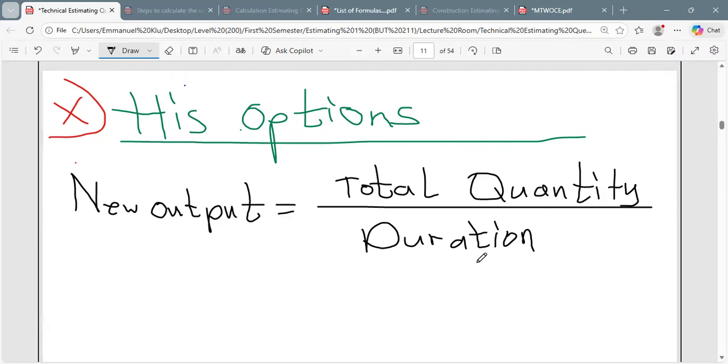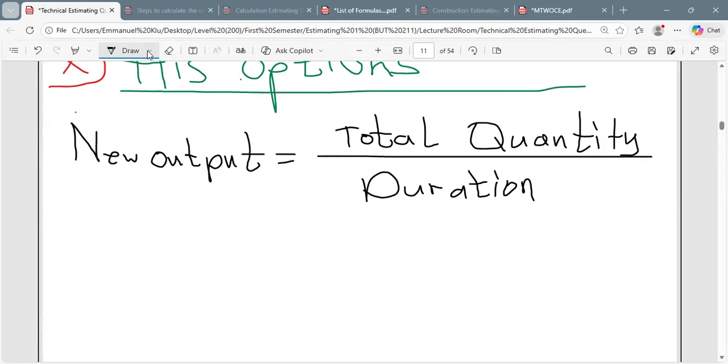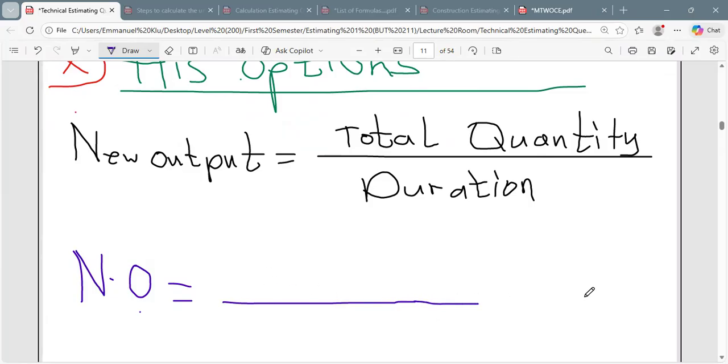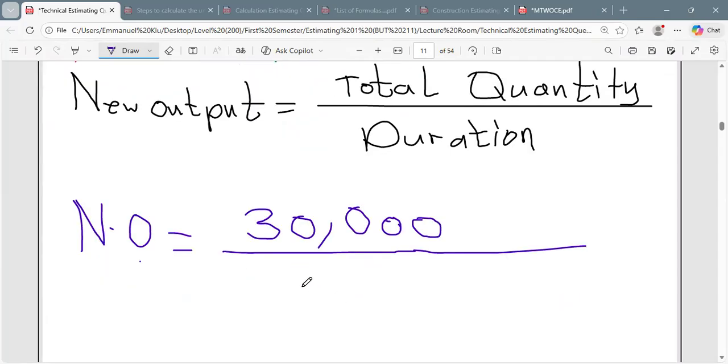Okay. So let's quickly calculate for our new output. Our new output can now be said to be equal to the total quantity, 33 acres, which you say is equal to 30,000. A physicist will say 30 kilo. Yes. So let's proceed over the duration, 5 days. Okay, look at this.